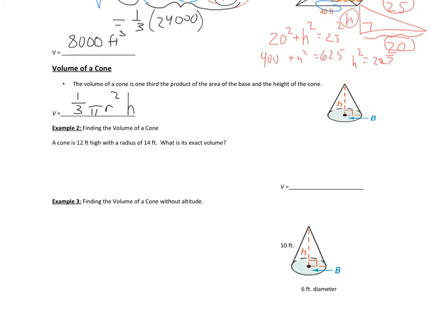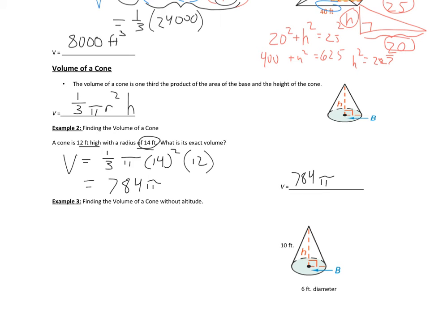So let's look at one that's fairly straightforward. It says volume equals 1/3 times pi. The cone is 12 feet high with a radius of 14, so that would be 14 squared. And it says the height is 12. So we would just multiply all those together. Once we multiply all those together, we get 784 times pi cubic feet.